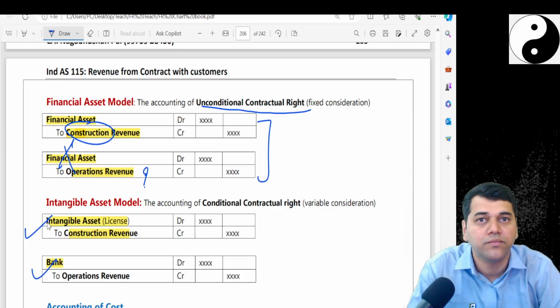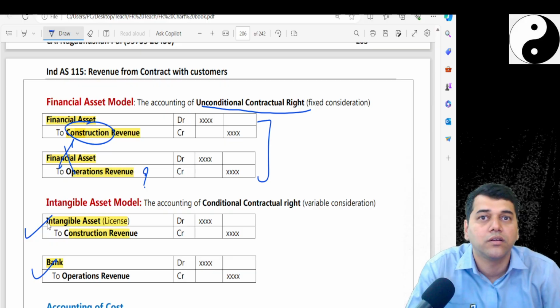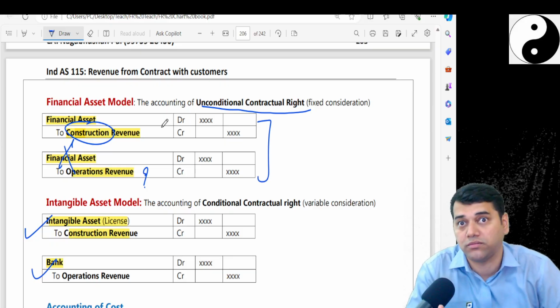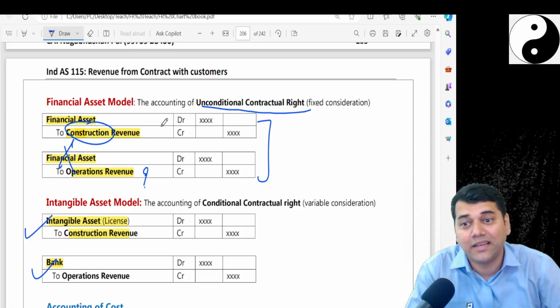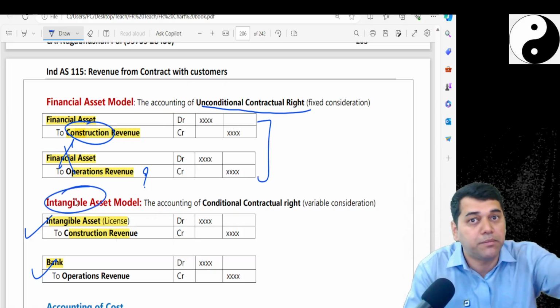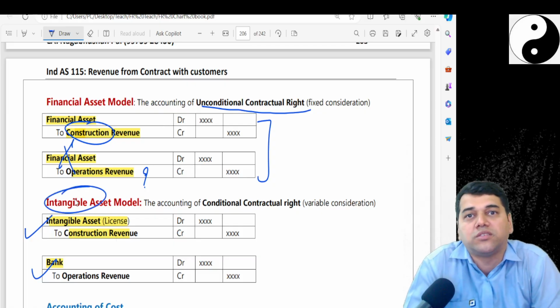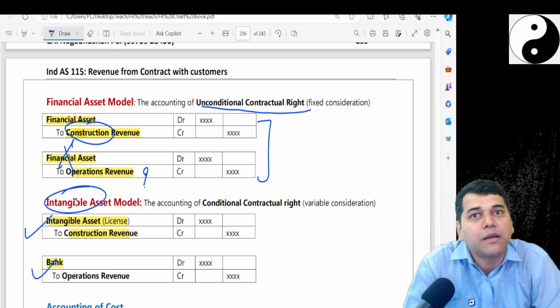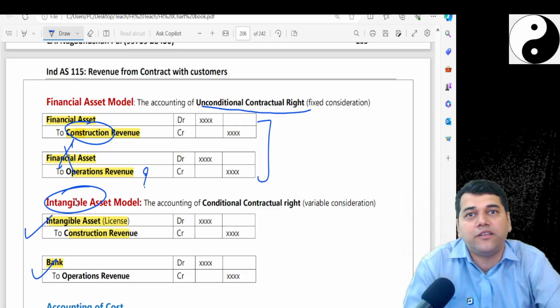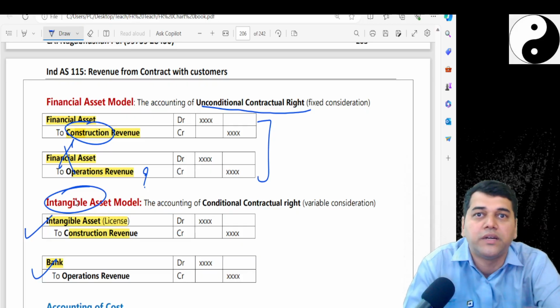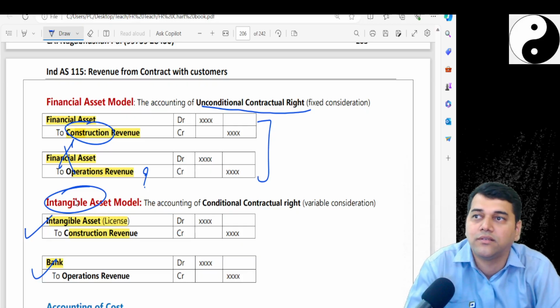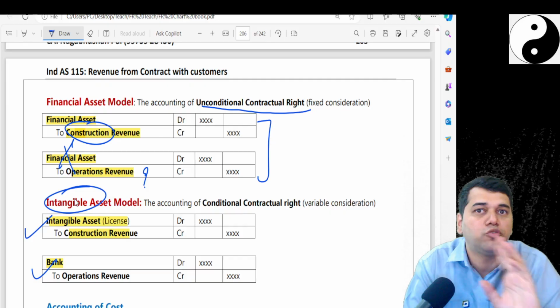Are you clear? From the government, sure shot. In the intangible asset model, the general public are going to pay you, but you don't know how much. It can be 10 lakh rupees per day, or if Corona comes, then 0 rupees per day. That's why either one among the two will be operating for you.